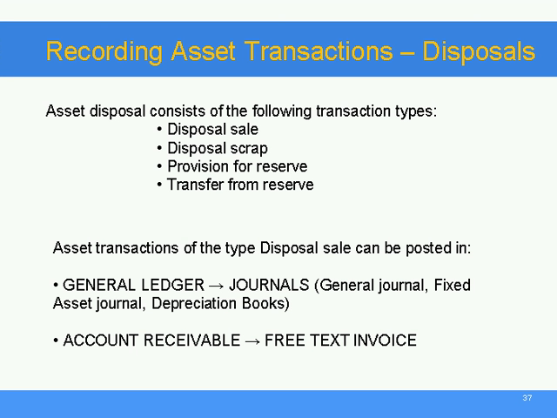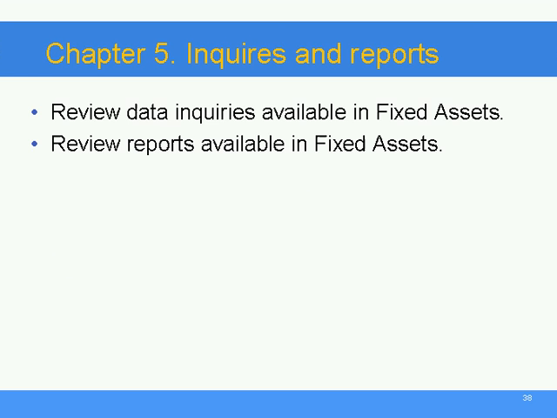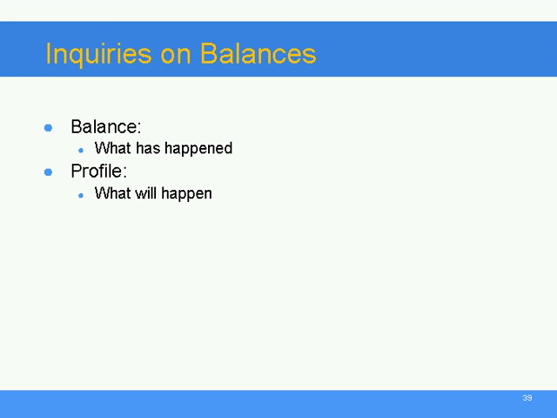Now I go back to my presentation file. Chapter 5, Inquiries and Reports. So we have these objectives: review data inquiries available in fixed assets, and review reports available in fixed assets. We have some inquiries, balance and profile. Balance, we can review what has happened, and profile what will happen. Let me show in my Dynamics AX form.